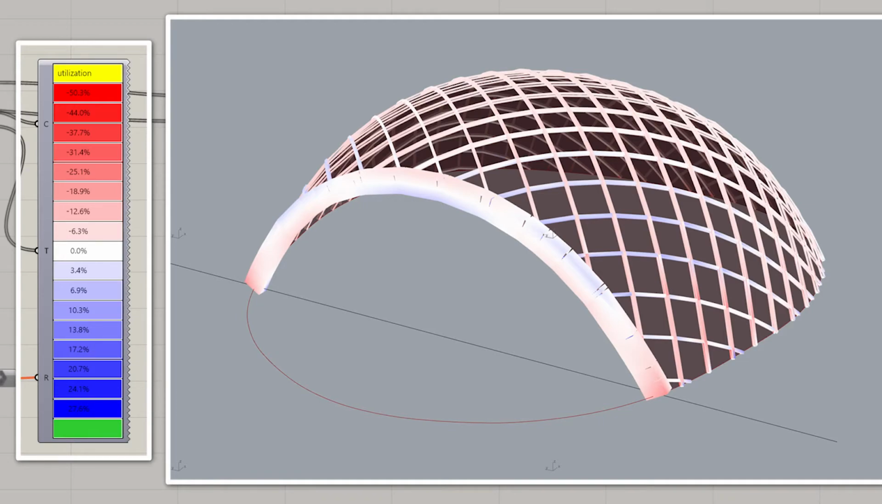Another way to view the structure is by its utilization. This shows how much force each of the members is taking compared to what it could take. For example, if the utilization was 100%, that member would break. Almost all of the structure was under 12% utilization, and that's easily good enough. As you can see, only small parts of the structure are in tension, which is the blue parts, which means it is quite efficient.